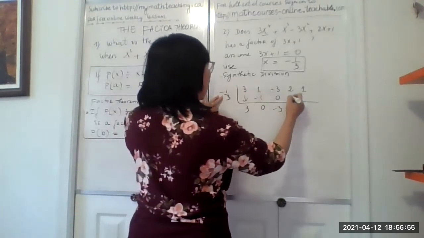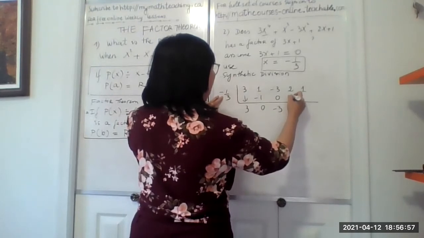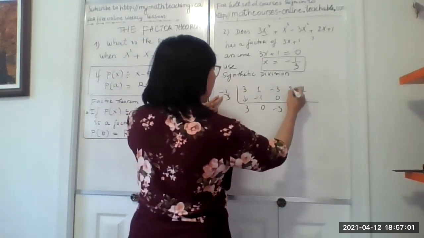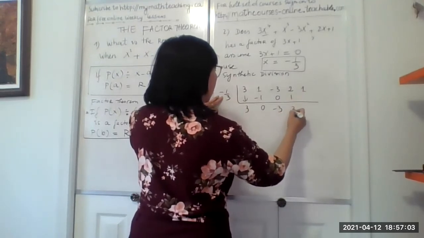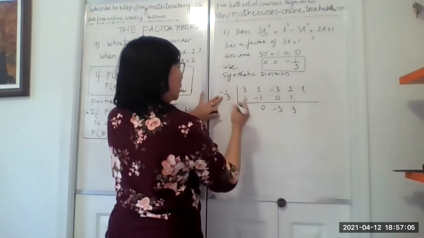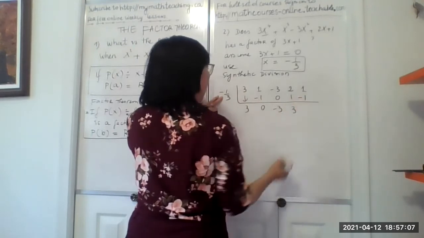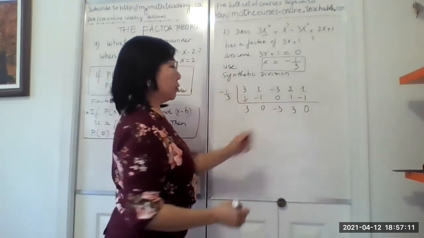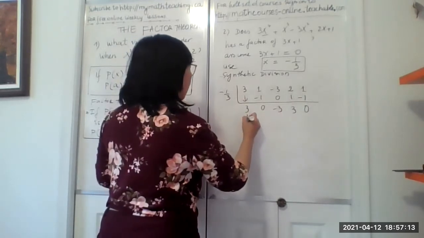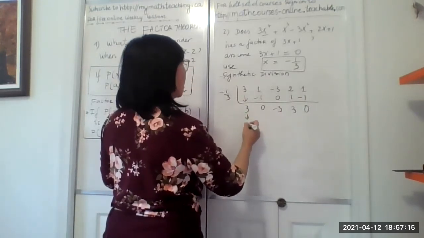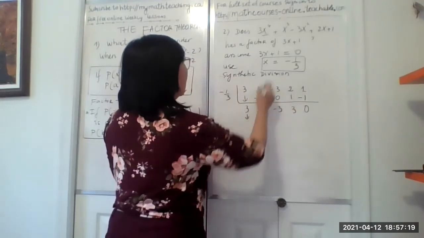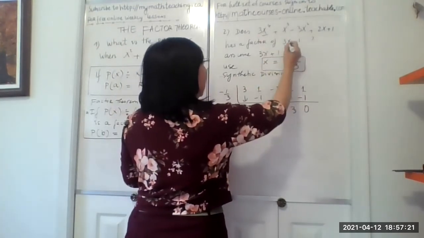Minus 3 times minus 1 will be 1, right? Minus 3 times minus 1 will be 1. Add 1 is 3. 3 times minus 1 again will be minus 1. Add them, we get 0. That's true, right? 0. So this will give us the quotient answer of this factor.